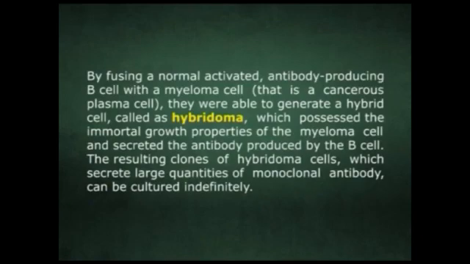By fusing a normal activated antibody producing B cell with a myeloma cell, that is a cancerous plasma cell, they were able to generate a hybrid cell called a hybridoma, which possessed the immortal growth properties of the myeloma cell and secreted the antibody produced by the B cell. The resulting clones of hybridoma cells, which secrete large quantities of monoclonal antibody, can be cultured indefinitely.